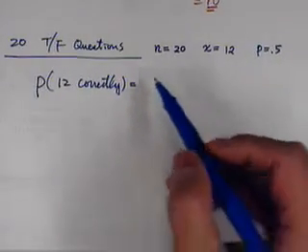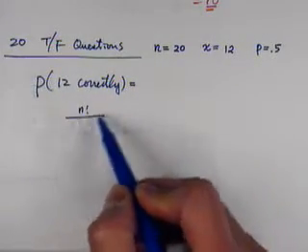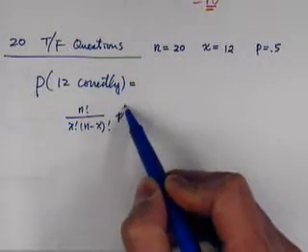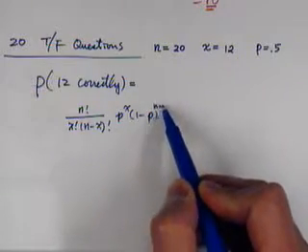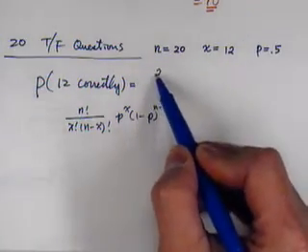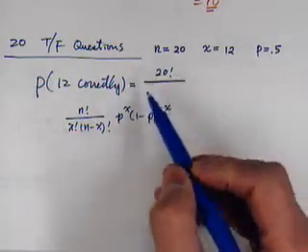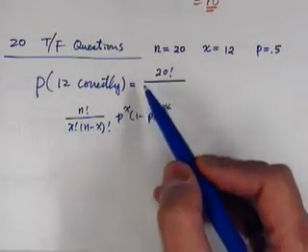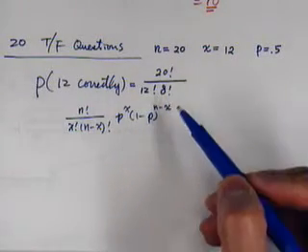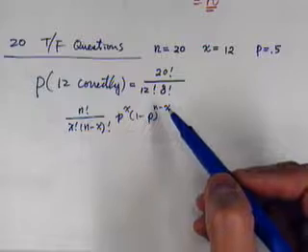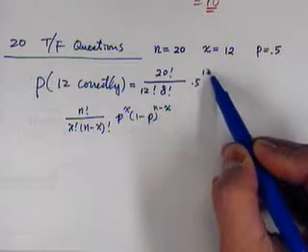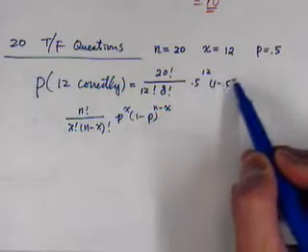What you need to do is just apply that formula. Remember, that formula is n factorial over x factorial times n minus x factorial, then p raised to the x, times 1 minus p raised to the n minus x. So we have 20 factorial over 12 factorial times 20 minus 12, which is 8 factorial, then 0.5 raised to the 12th power, and 1 minus 0.5 raised to the 8th power.